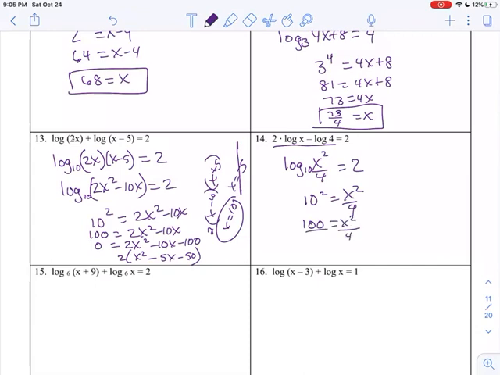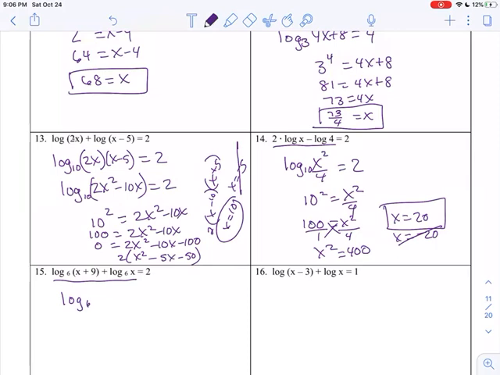Okay, I put it back into exponential form. 10 squared equals x squared over 4. 100 equals x squared over 4. Put a 1 under here and cross multiply. x squared equals 400. So x equals 20 and x equals negative 20. But negative 20 is an extraneous solution because I can't have the log of a negative number.